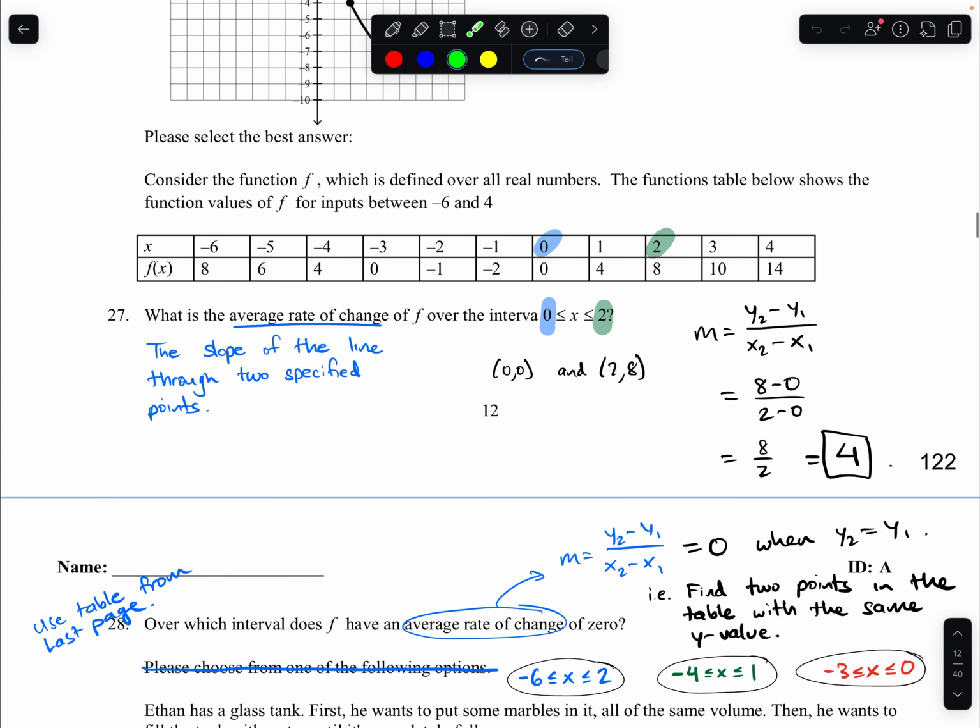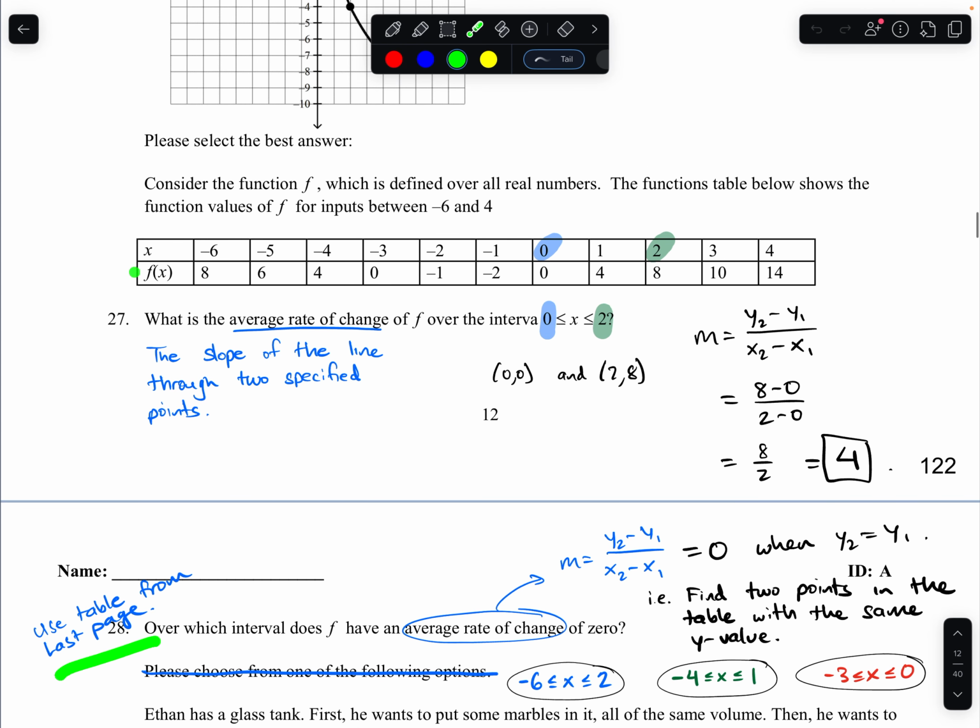Number 28 is still referring to this table here. Over which interval does f have an average rate of change of 0? Remember, average rate of change is this slope formula, and if it equals 0, that means the numerator has to be 0. But y2 minus y1 would only equal 0 if y2 and y1 are the same number. So essentially what it's really asking is, can you find 2 points in the table with the same y value?